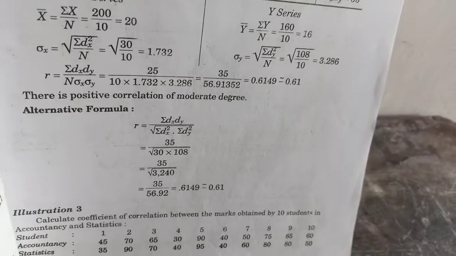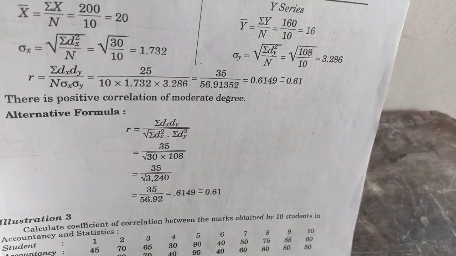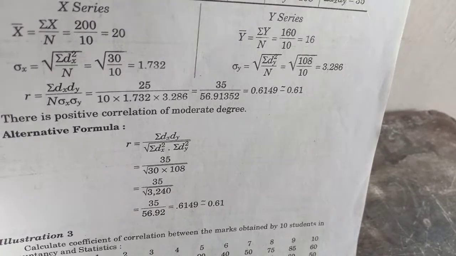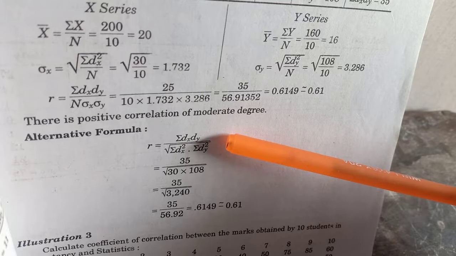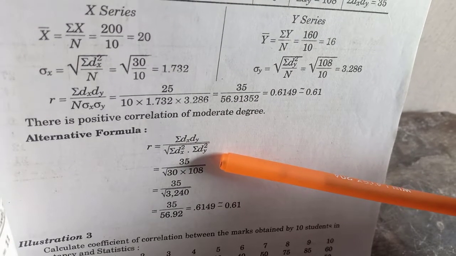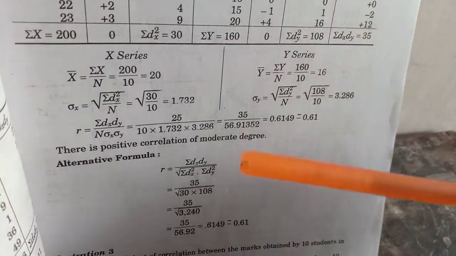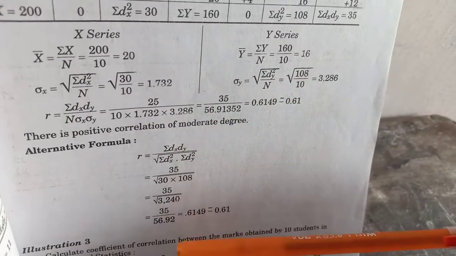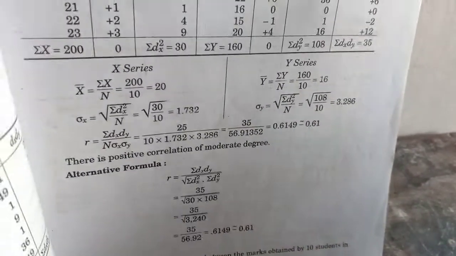You remember the previous formula? Do you remember it? This was the previous formula, which was the first one that we did. R is equal to summation dx dy upon under root summation dx square into summation dy square. We already have all these values here. We are just substituting the values and we get 0.61 as the answer.